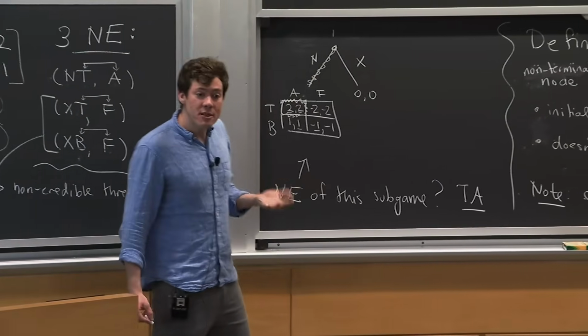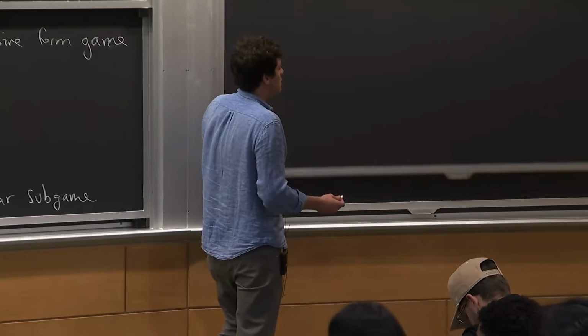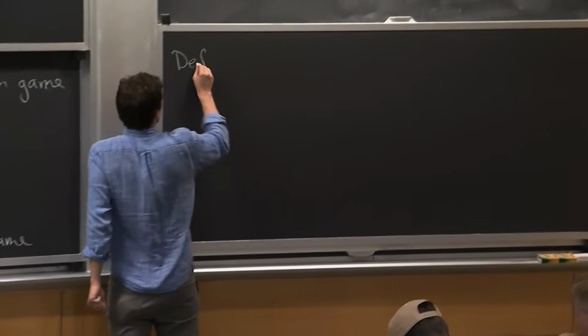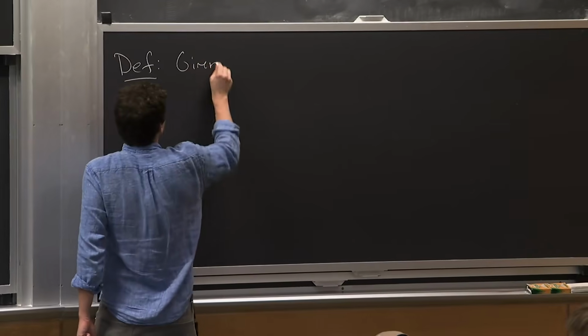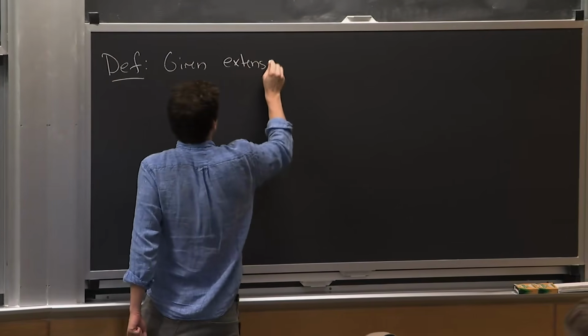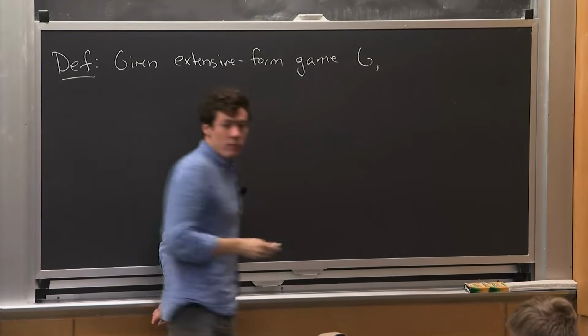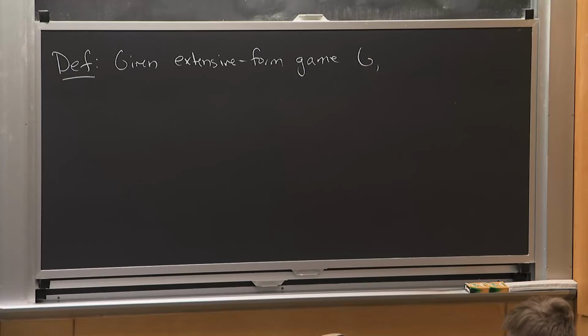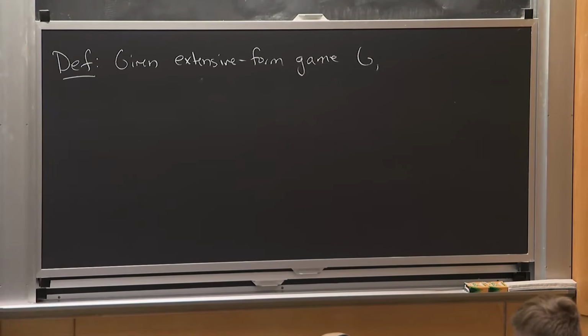And now that we understand what a subgame is, we can define what subgame-perfect Nash equilibrium is. So here we'll give our definition. Here, we're given an extensive form game. So let's say we're given an extensive form game G. Remember, Nash equilibrium could be applied to a strategic form game. Subgame-perfect Nash equilibrium requires us to look at the structure of the extensive form. So we have to be given an extensive form game here, not a strategic form game.